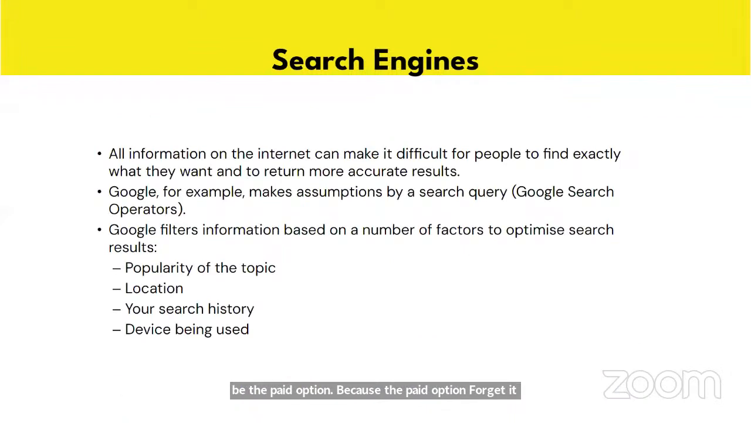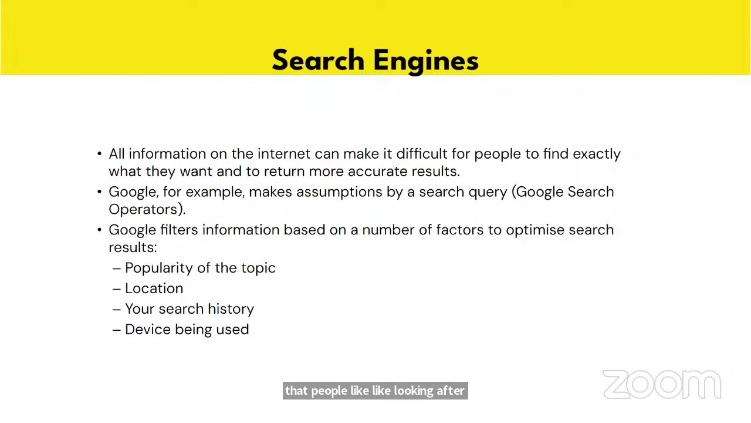Now, all the information on the internet can make it difficult for people to find exactly what they want and to return more accurate results. Google, for example, makes assumptions about a search query using the Google search operators. And Google filters information based on a number of factors to optimize search results. So these factors that Google considers to optimize search results, one is the popularity of the topic. When something is popular, the thing is liked. So is this a topic that people like looking up on Google?